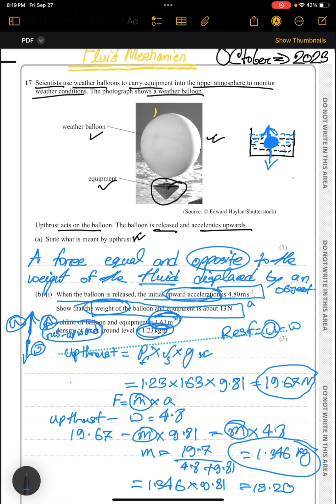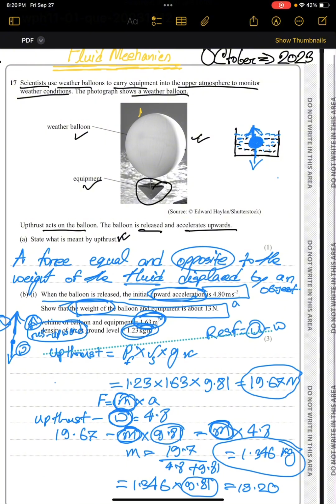We could have found out this weight directly, but as we don't know this mass, we have to write the weight as mass into gravity to find out this mass. We couldn't find it straight away. We have to find out the mass and then multiply it again with 9.81. So we are done with question number B. So let's move forward to the next question.